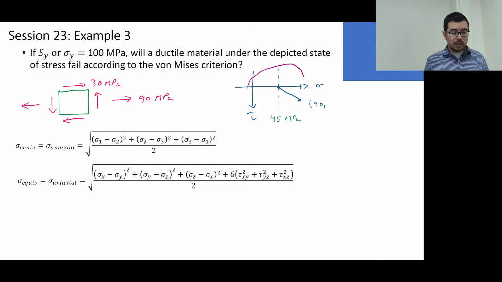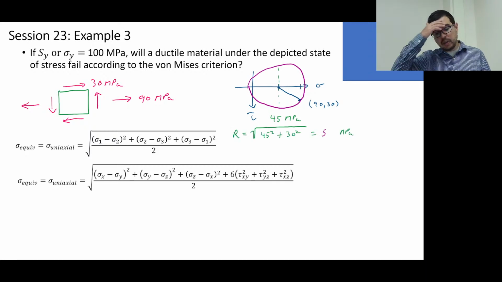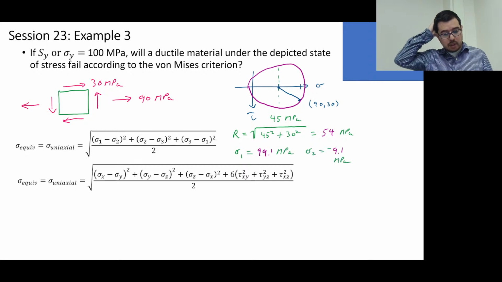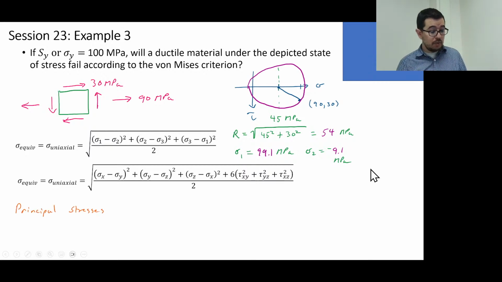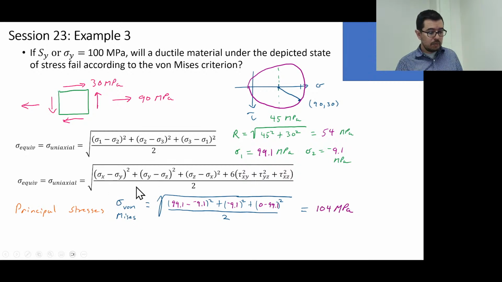But if we use the Mohr circle with the upper equation, we can figure out the radius of the circle, and thus we can figure out sigma 1 is equal to these quantities, because it's going to be the radius plus the average. What's the average here? It's just 45 megapascals, because sigma y is equal to 0. And sigma 2 is the average minus the radius. So once we know the principal stresses, we can figure out the equivalent von Mises stress like this.